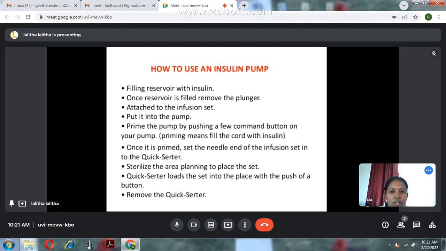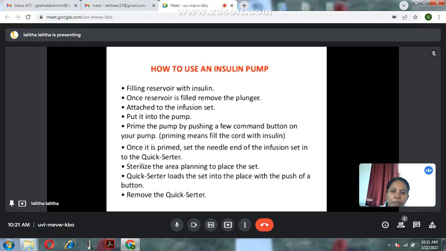These are the steps to use insulin on our body. First, fill the reservoir with insulin. After the reservoir is filled, the plunger is removed, and after removing it we can attach the infusion set and put it into the pump.